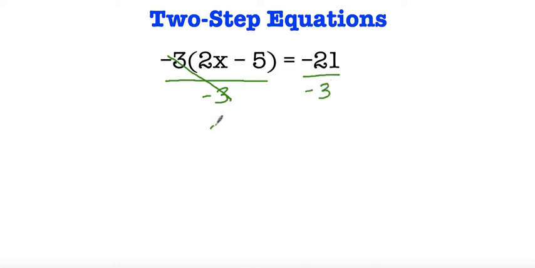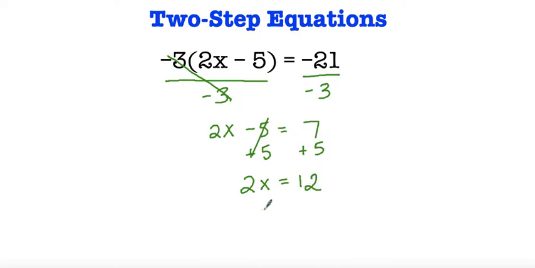So here I have 2x minus 5 is equal to, now a negative divided by a negative is a positive, and 21 divided by 3 is 7. So here I have 2x minus 5 is equal to 7. And what we could do is we could add 5 on both sides. And this cancels out. So 2x is equal to 7 plus 5 is 12.